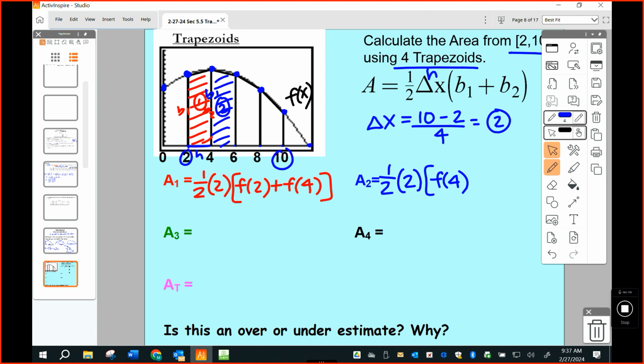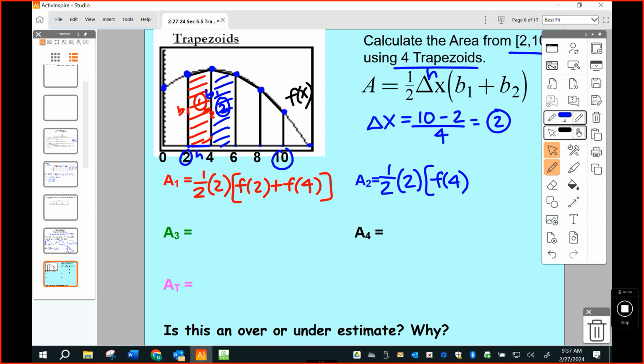Haven't we already used f of 4? Why am I using f of 4? I've already used it. Because it's part of your base. Okay, it's the same. It's still part of the base. I'm trying to get you to figure it out. We're finding separate areas. Base 1 is part of our area of trapezoid 1, and base 2 of trapezoid 1 is part of trapezoid 2.